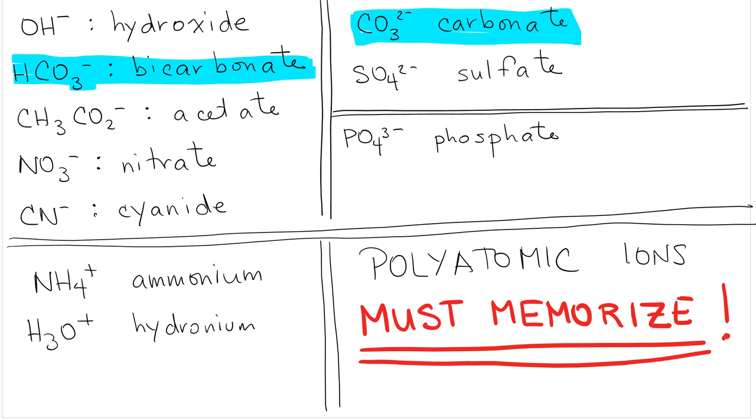Sulfate is SO4 with a -2. Phosphate is PO4 with a -3. And then ammonium is NH4 with a +1. And hydronium is H3O with a +1. So these are the 10 that I care about for your class that you absolutely have memorized. Name to formula, formula to name. You have to be able to use them and go back and forth.